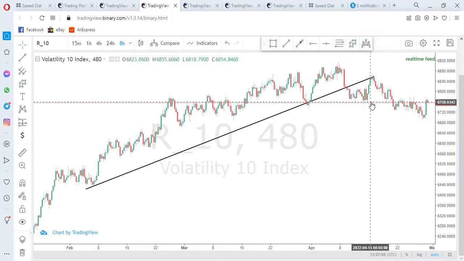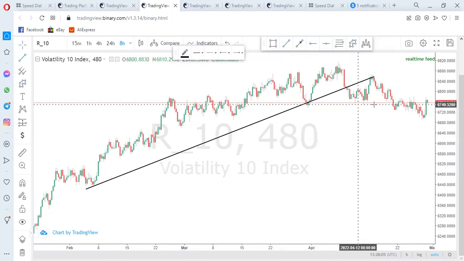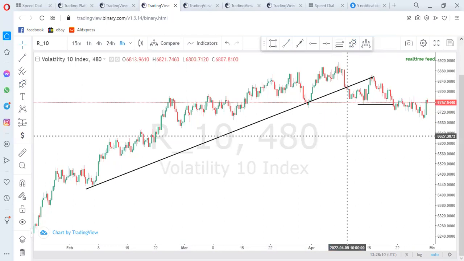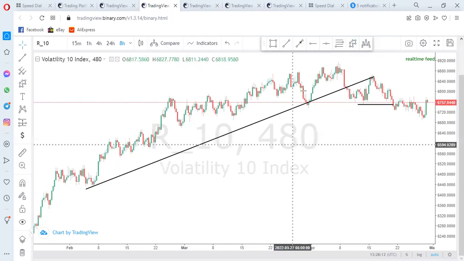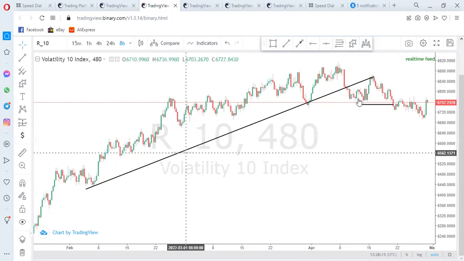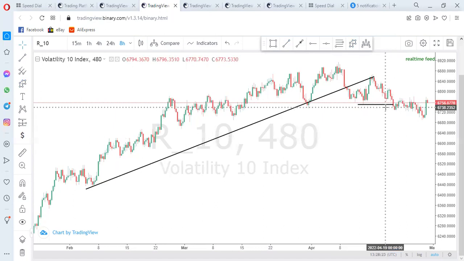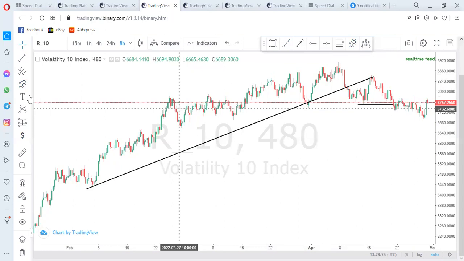If you're looking at it from the perspective of smart money, this is a break of structure right here, a break of structure to the downside. But if you're looking at it from price action, it broke the upward trend right here. From the smart money perspective, this is a break of structure to the downside. My BOS.